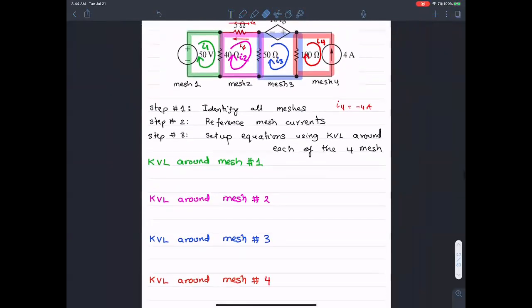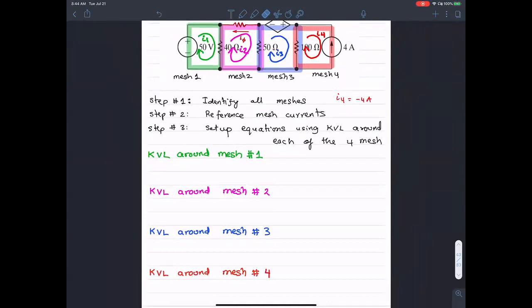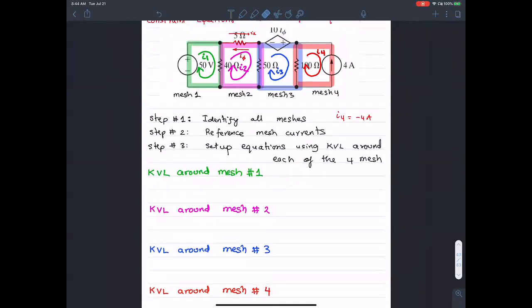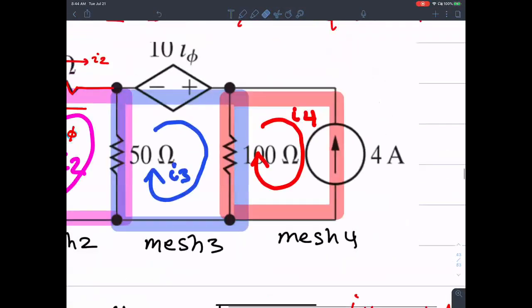All right, so what I will do is fill in one of these equations for you. Which one would you like for me to fill in? Could you do the one for the blue mesh? Blue mesh. Yes. This one, right?